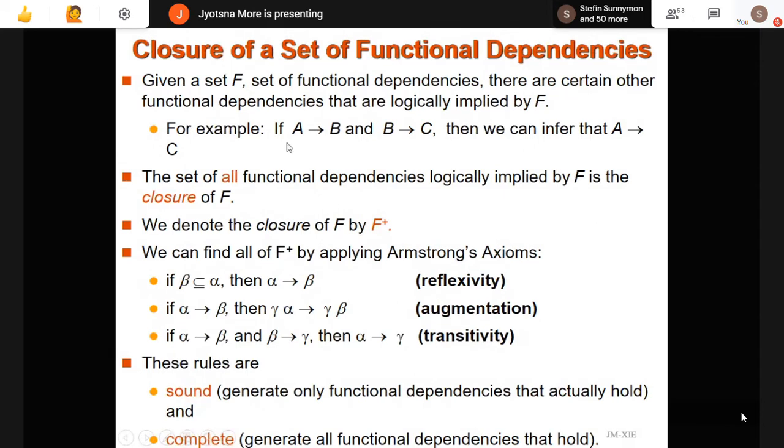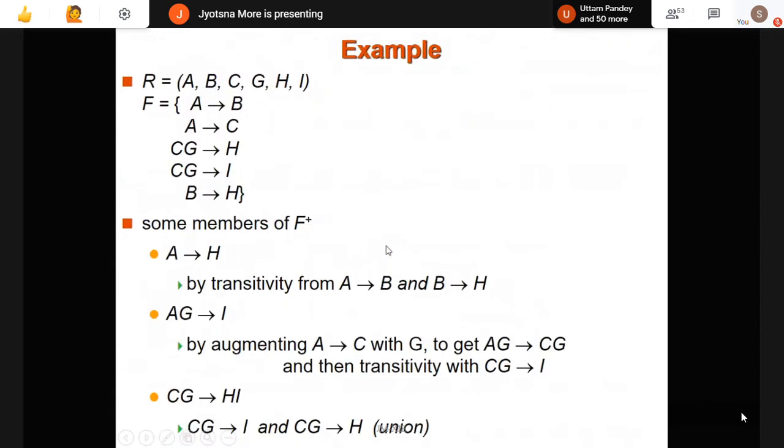So here, if I am saying A determines B, B determines C, then with the help of transitivity, I will get A determines C. So it is added into the F plus. Fine. So one example we will see.